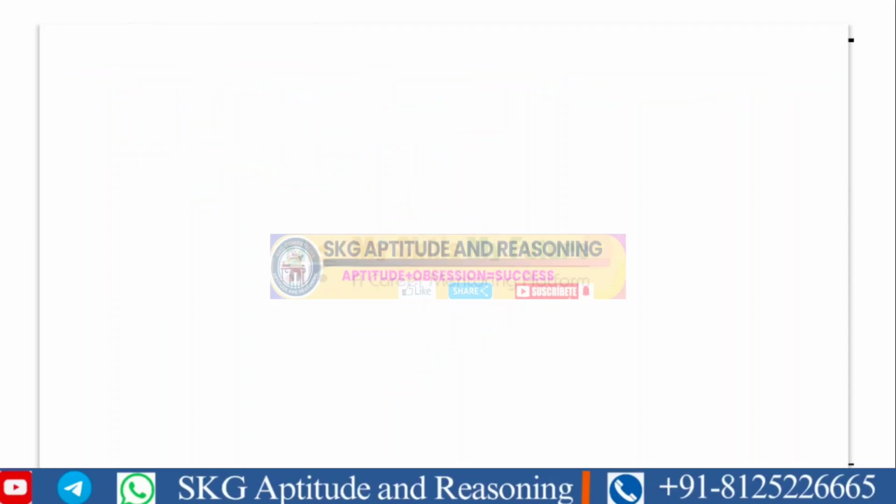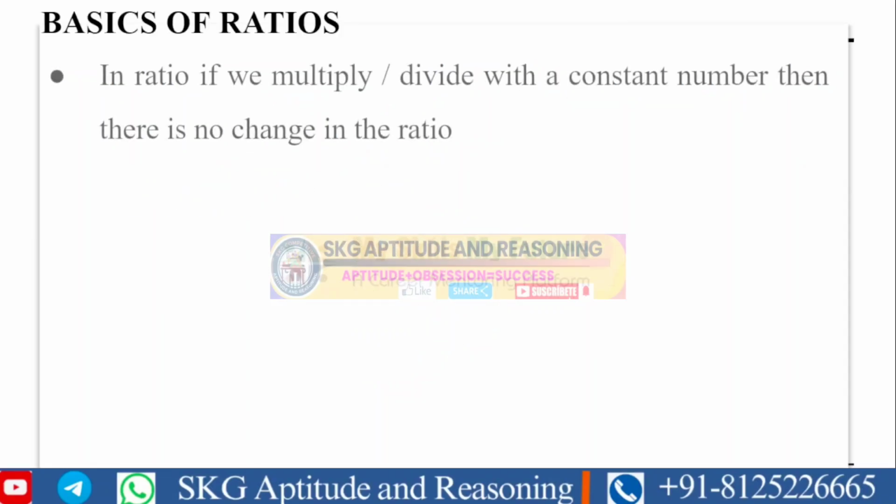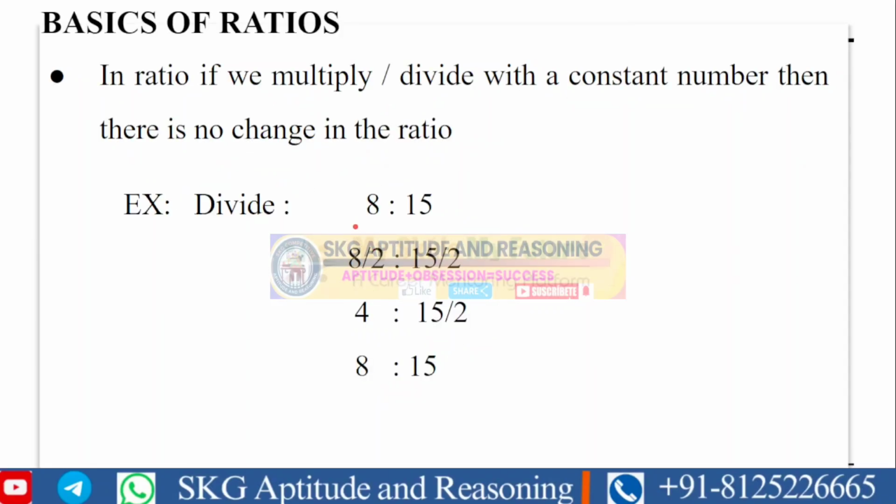Similarly, it is also applicable for the case of division. Let's see an example here. I am taking a ratio as 8 is to 15. On both sides, I am dividing this ratio by 2. After dividing by 2, it will become 4 is to 15 by 2. And if I cross multiply the ratio here, it will become 8 is to 15, which means whatever ratio was present initially, that same ratio is present.